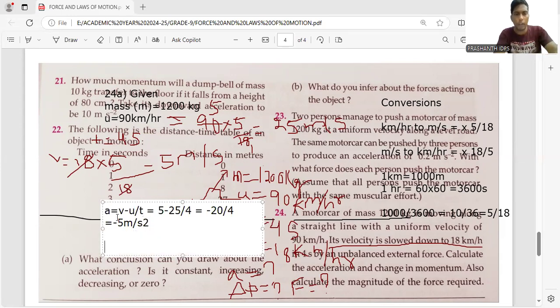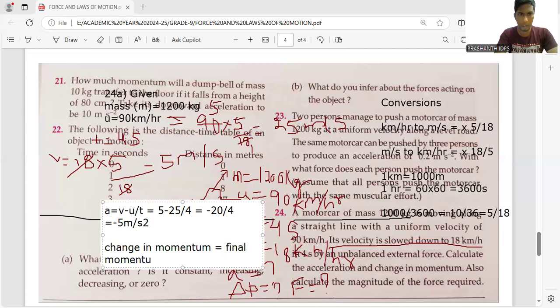Now next we need to find the change in momentum. So what is the change in momentum, the delta p value? You know the formula, right? The formula I'm writing: change in momentum is final momentum minus initial momentum. This is the formula. Final momentum minus initial momentum.